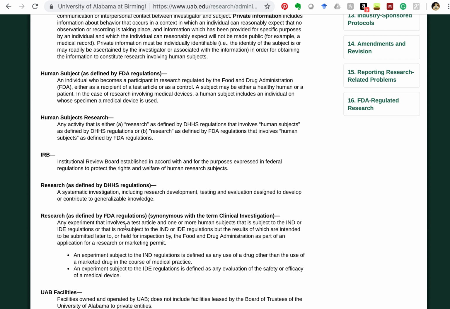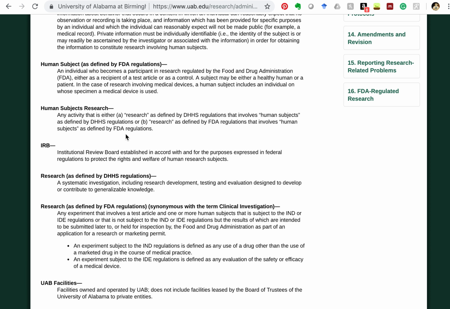So I just wanted to talk about some of the big ideas that are in here. First of all, human subjects research. This is UAB's definition of research based on the federal regulation.